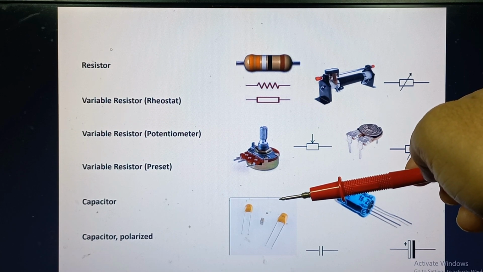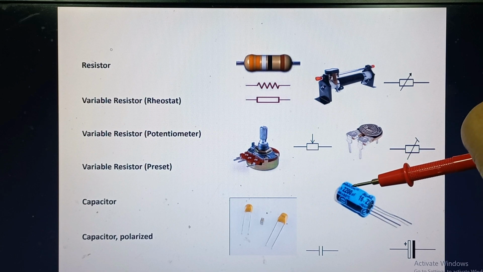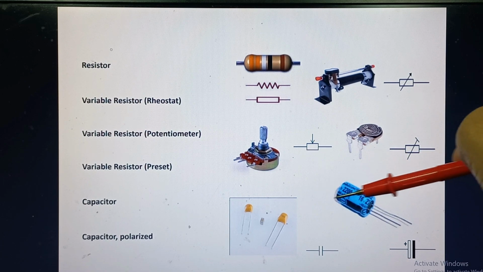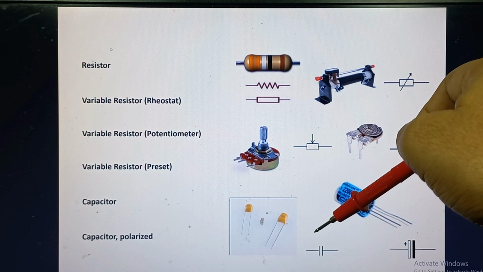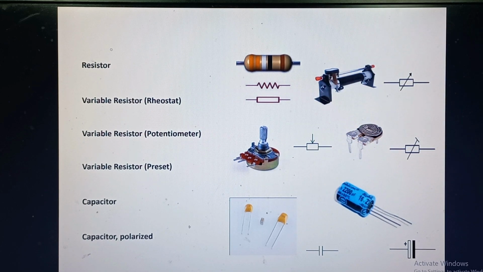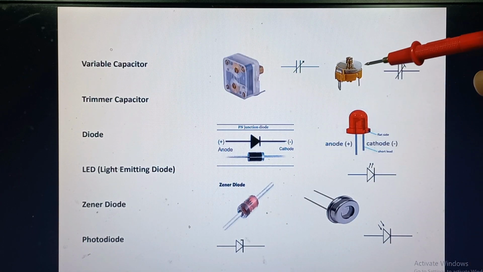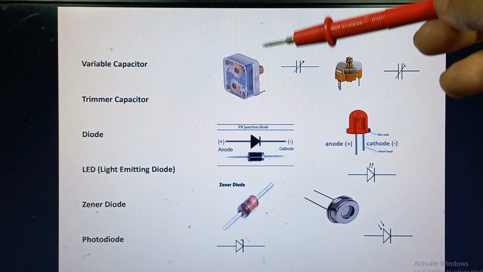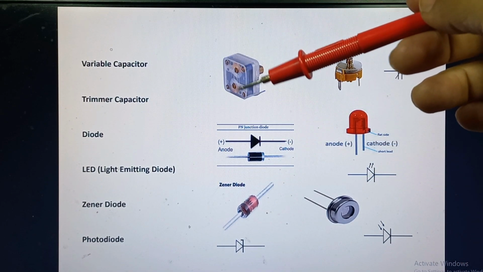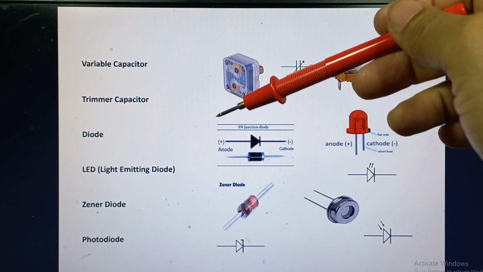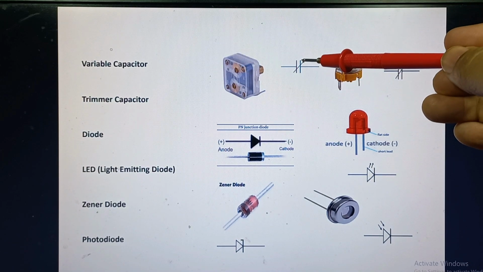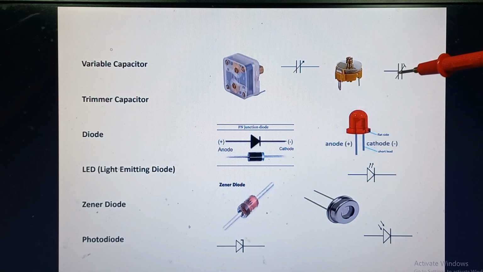Capacitors can be of two types, fixed and variable, as shown over there. These are both fixed capacitors. I'll show you the variable capacitors. These are the variable capacitors. A fixed capacitor has two terminals, whereas a variable capacitor has three terminals. The central one is variable, like shown over here. This one is a variable.